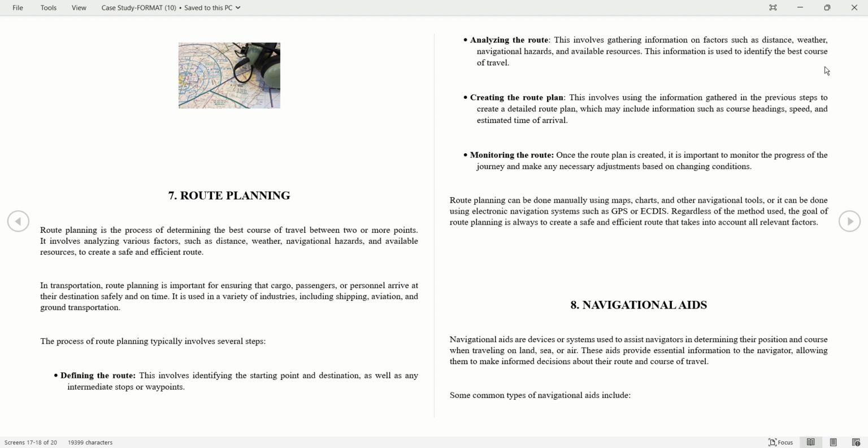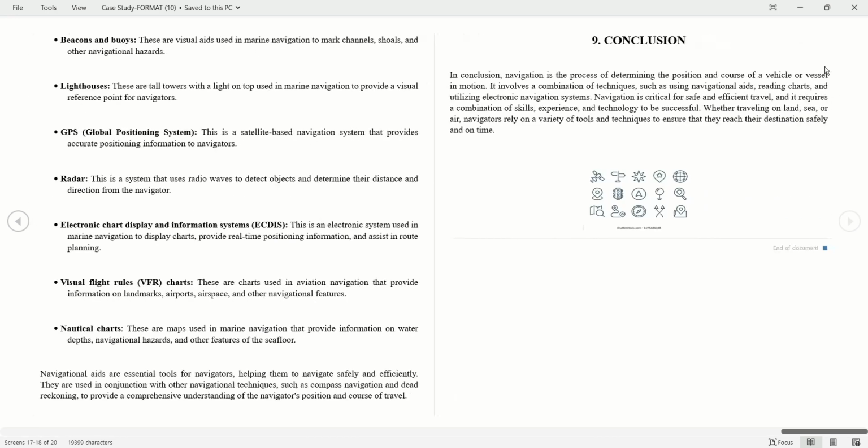The next is navigational aids. Navigational aids are devices or creations that assist navigators in determining the position and the course while traveling on land, sea, and air. So, some of the navigational aids are beacons and buoys, lighthouses, GPS, which is the Global Positioning System, radar and electronic charts, visual flight rules, and nautical charts.